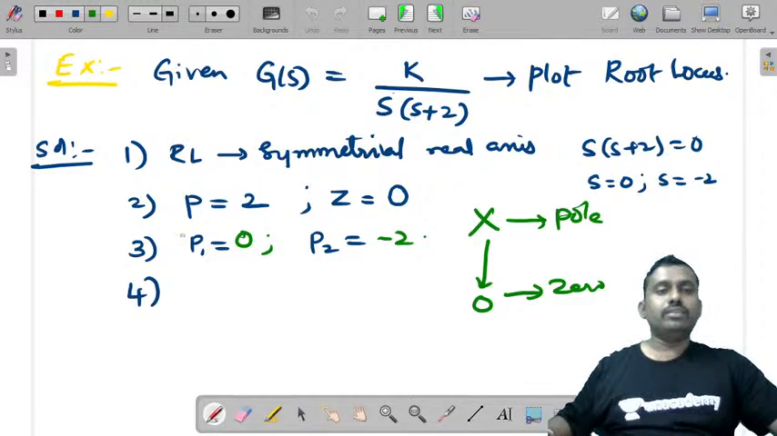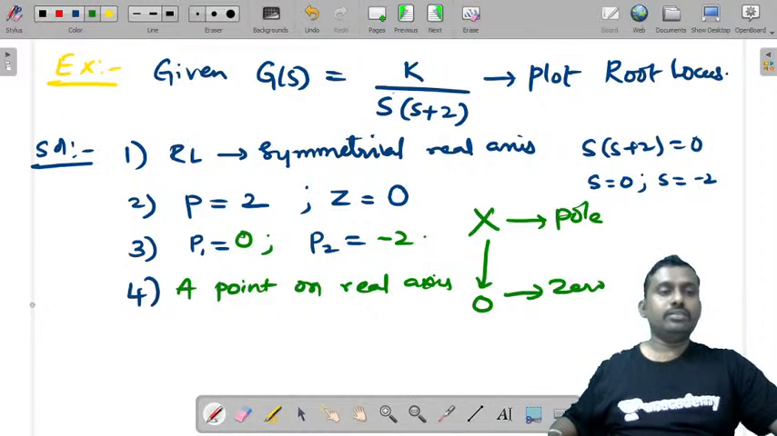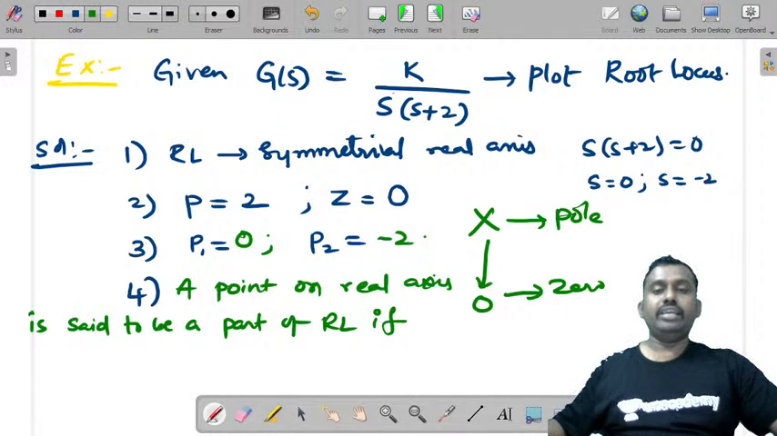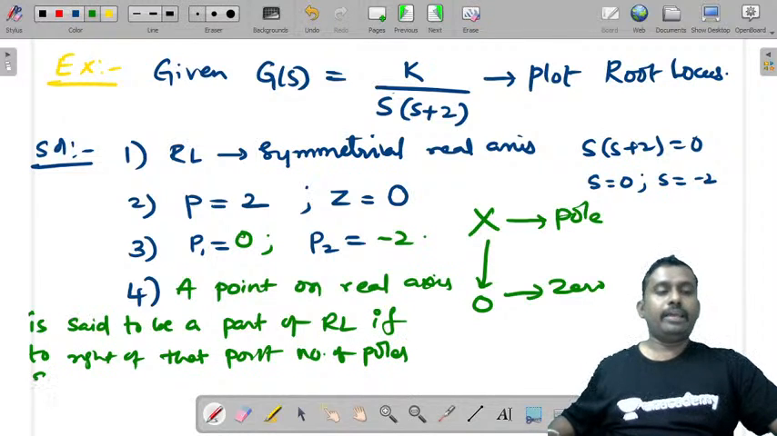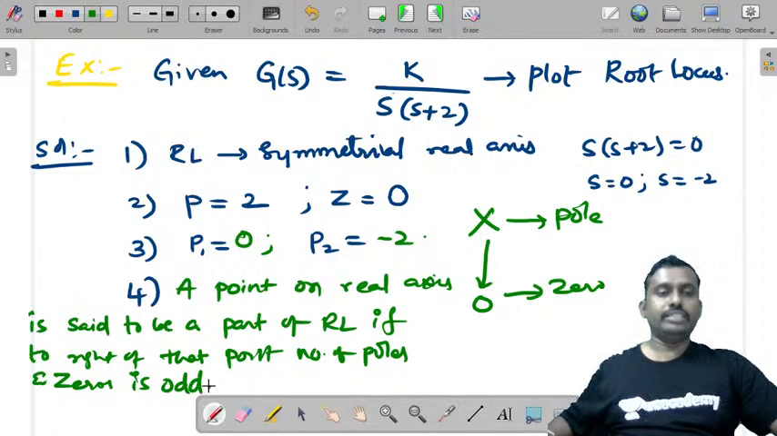This is very important. A point on the real axis is said to be a part of the root locus if, to the right of that point, the number of poles and zeros is odd. I'll tell you what it is.